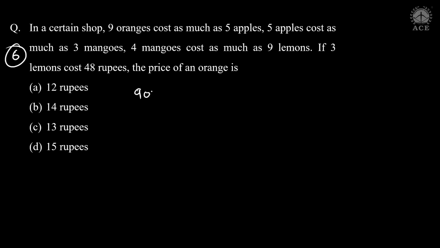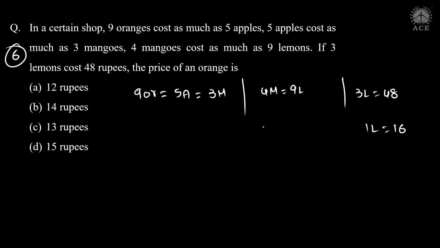9 oranges cost as much as 5 apples. 5 apples cost as much as 3 mangoes. 4 mangoes cost is equal to 9 lemons. In the question, 3 lemons cost 48 rupees. Okay, 1 lemon is 16. Now 4 mangoes is equal to 9 lemons. We can calculate 1 mango is 36 rupees. 1 lemon costs 16. 1 mango costs 36 rupees.